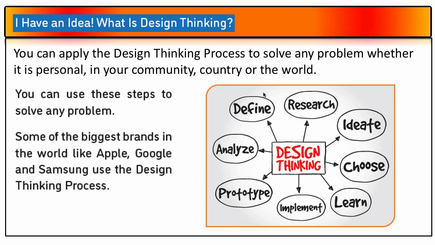Now, the biggest brands such as Apple, Google, Samsung, all of these brands are using the design thinking process. The design thinking process includes a cycle such as research, ideate, choose, learn, implement, prototype, analyze, and define.